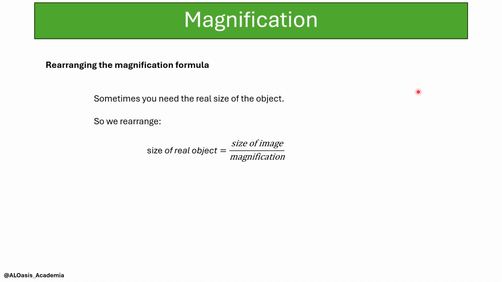In exams, it's very common that they ask questions that require you to rearrange the magnification equation. Sometimes they might ask you to find the real size of an object, and in the question they will give you the size of the image and the magnification value. In that case, you just rearrange the equation. So the real size of the object is the size of the image divided by the magnification.